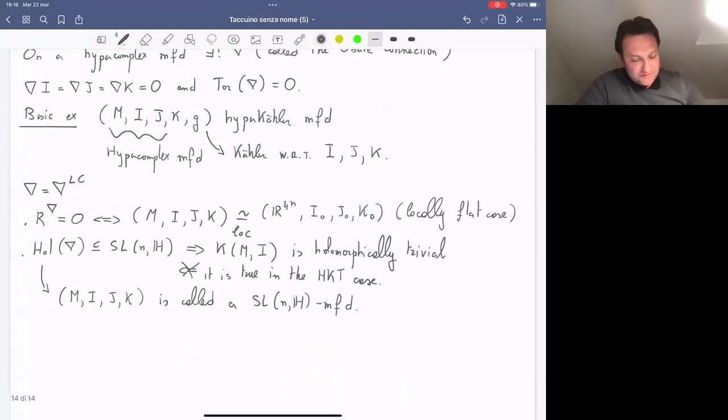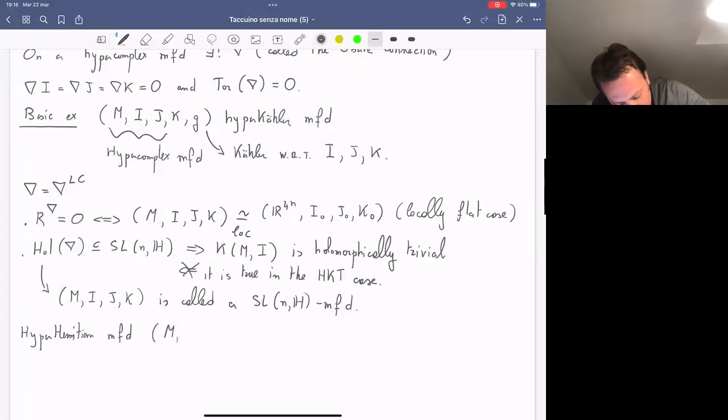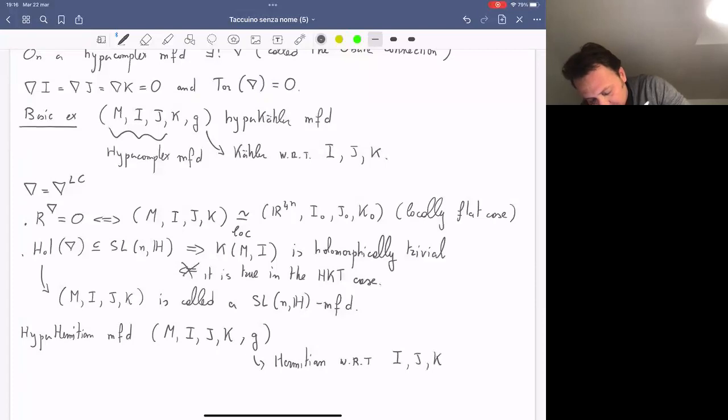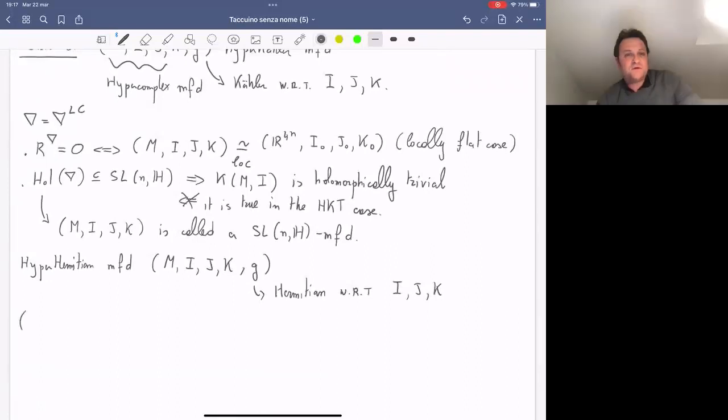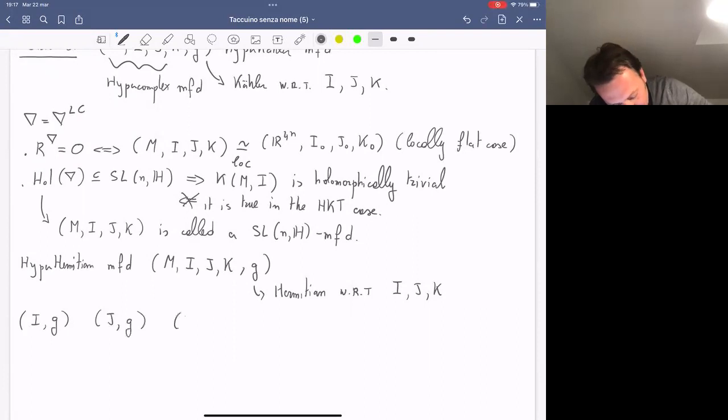Okay, and now I can recall the definition of hyper-Hermitian manifold. Of course, this is the natural definition. So we have a hypercomplex manifold together with a Riemannian metric g, and g is Hermitian with respect to each complex structure I, J, K. So this is something which is more general than the hyperkähler case. In this situation, of course, we have three Hermitian structures: Ig, Jg, and Kg.